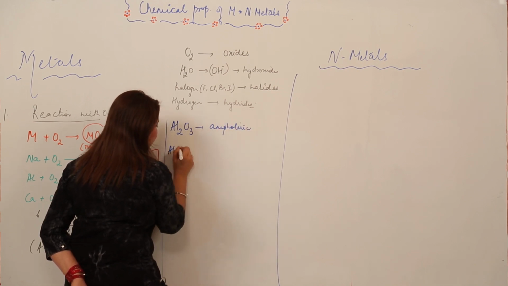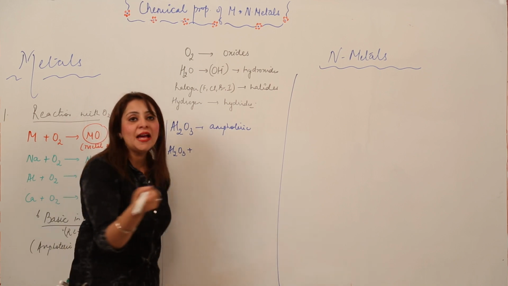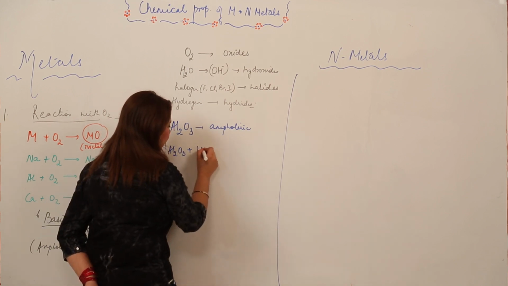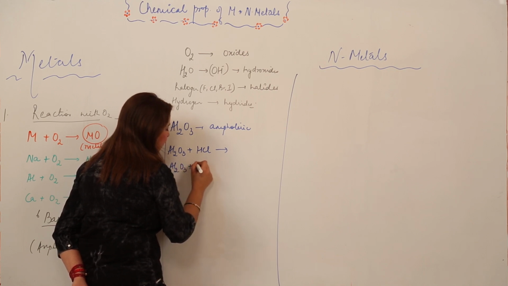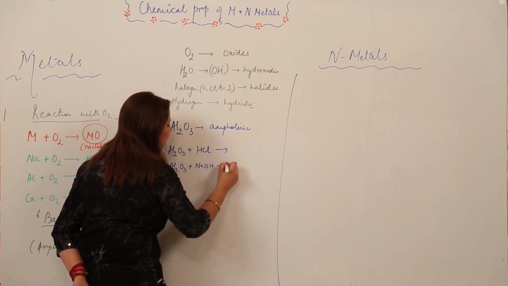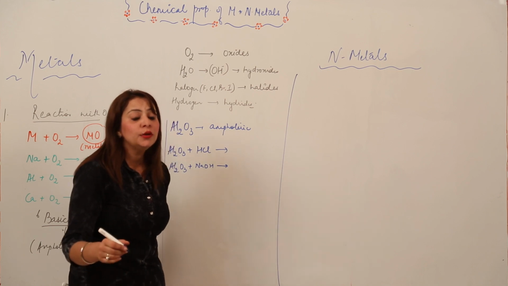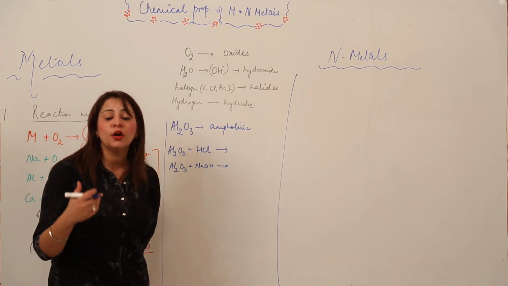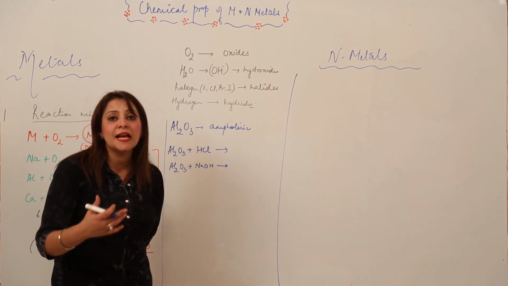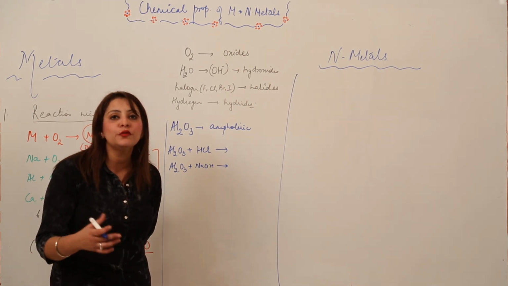I am going to react it with acid. Suppose the acid which I am taking is HCl. And in the second reaction, I need to react it with a base. Suppose I have taken a strong base, that is NaOH. You know that Al2O3 reacts with both of them, and the reaction of Al2O3 with an acid and base just indicates its amphoteric nature.